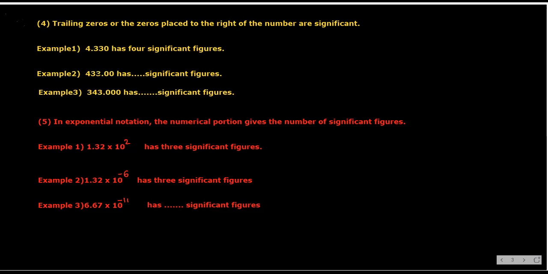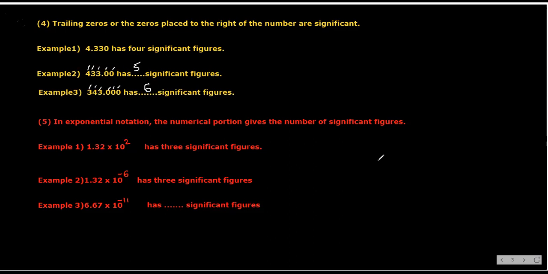Here also you see, 433.00 has how many significant figures? Because it is after the decimal, it is counted. So therefore it has five significant figures. Significant, significant, significant, significant, significant. How many significant figures? Six.